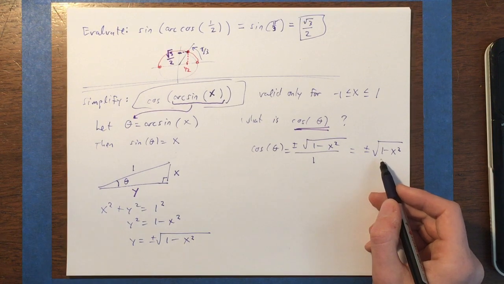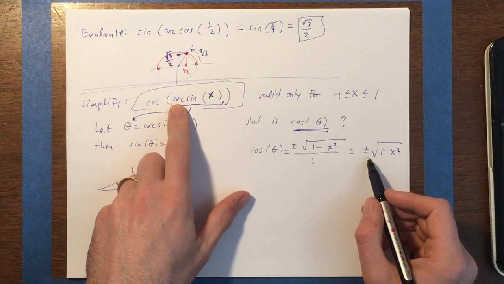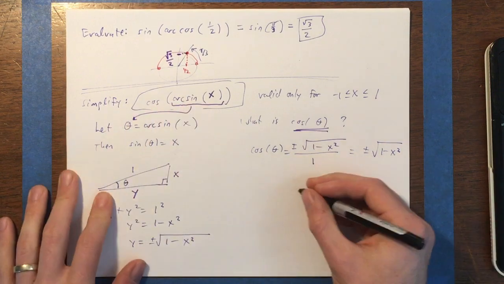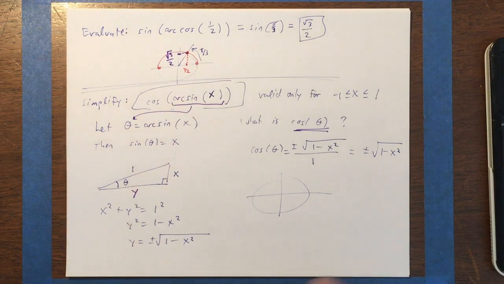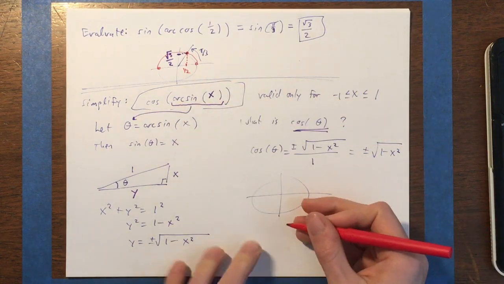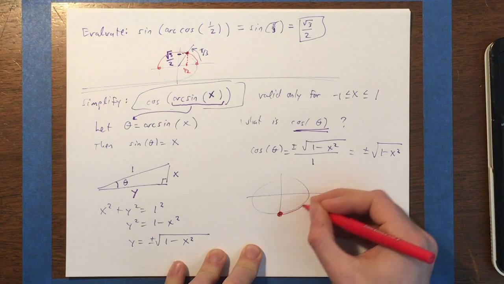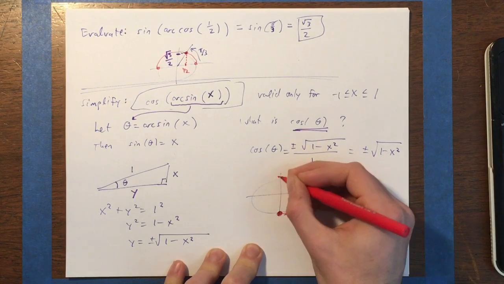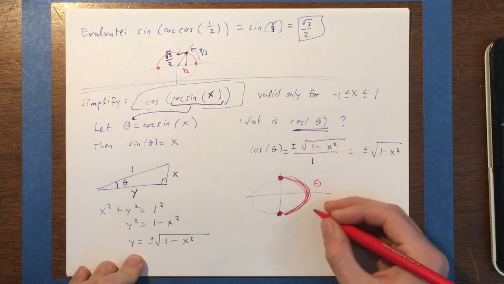But we can actually figure out in this situation whether it should be a plus or a minus. The reason we can figure that out is because we know what the range of arcsine is, right? So let's go back to the unit circle. Arcsine, whatever x value you give, as long as it's between -1 and 1, is going to give us something in this range. That's what the output is. So theta is somewhere in here.